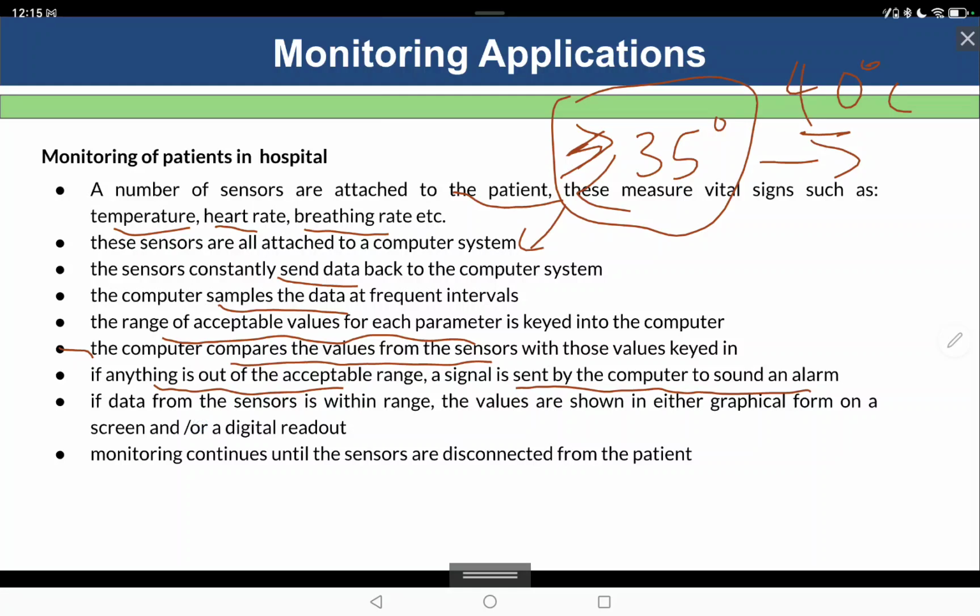So if data from the sensor is within the range, then the values are shown in graphical form or on the screen. And then the monitoring continues until the sensors are disconnected from the patient. So this is how the nurses and doctors are able to know if anything is wrong with the patient. If there are any irregular readings taken from the patient, then this monitoring system will sound the alarm for the doctors and nurses to attend to the patient.